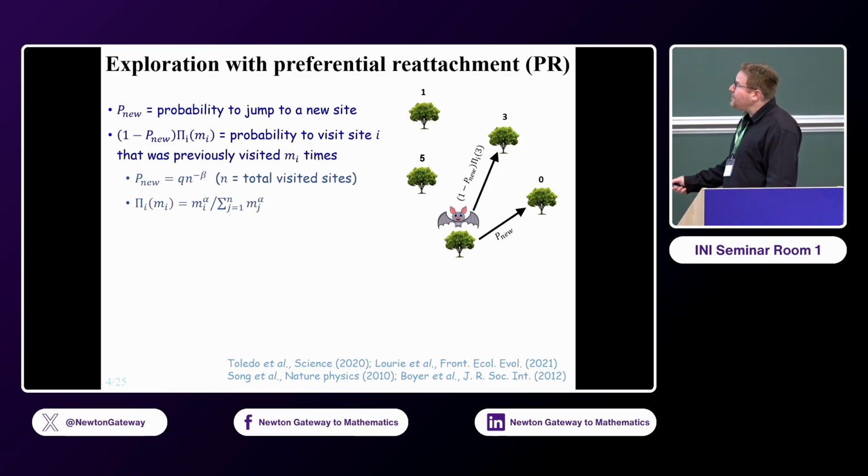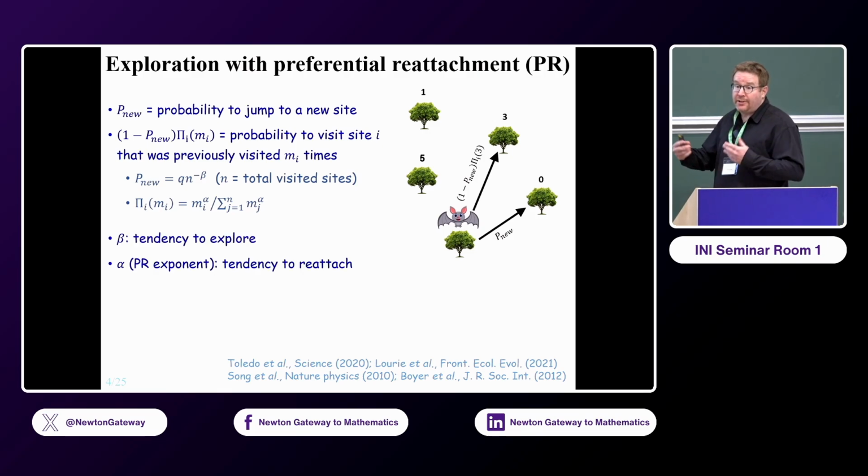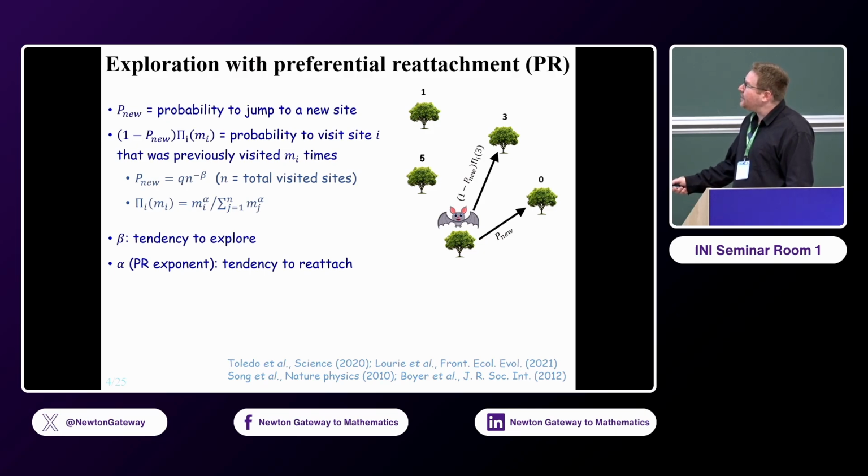The probability to revisit an already visited tree is proportional to the number of previous visits to the power of α. Alpha is the preferential reattachment exponent: the larger α is, the stronger the tendency to revisit an already visited tree. Beta is called the exploration exponent, and it's basically the opposite of the tendency to explore. So the larger β is, the less the tendency to explore. When β equals 0, the animal explores at a constant rate that does not depend on n. As β increases, the tendency decreases.